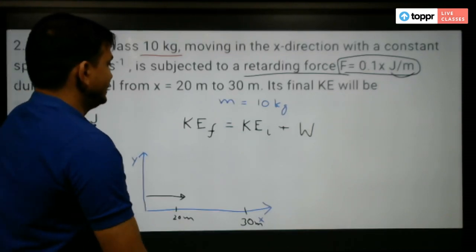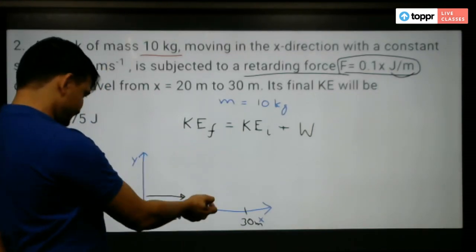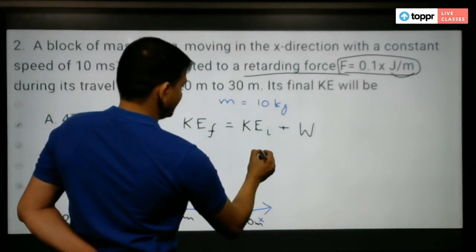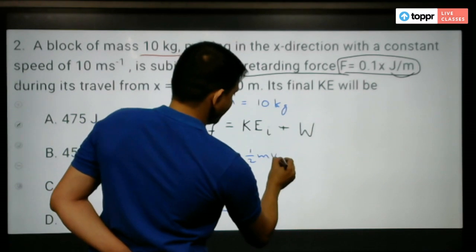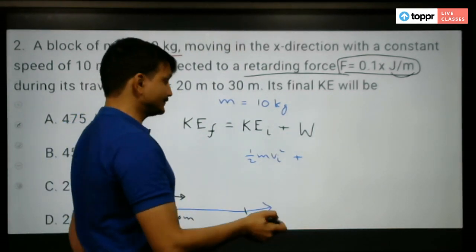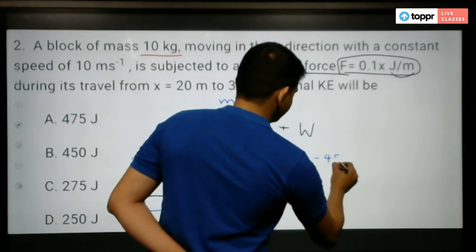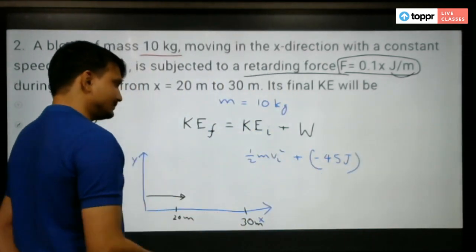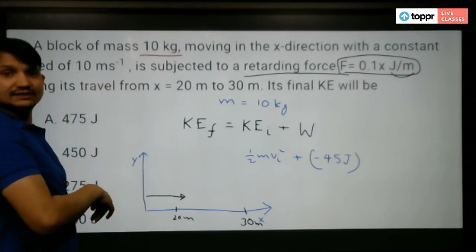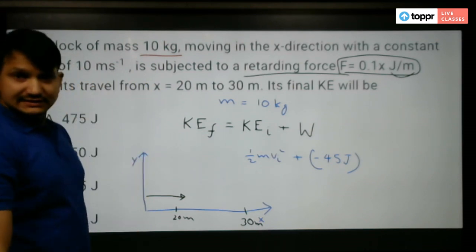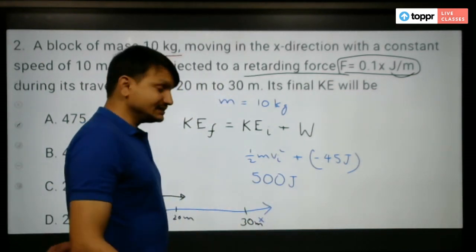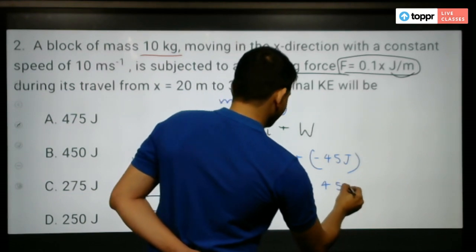So let's come back to here. What's our initial kinetic energy? It's 10 meter per second, so half m v i square, because the initial velocity we are considering vi. And what is the work? We just calculated our work is minus 45 joule. Half m v square, that means half of 10 kg times 10 meter per second the whole square. So 5 into 10 square, that is 500 joule minus 45 joule. Do we have a right answer among the choices?